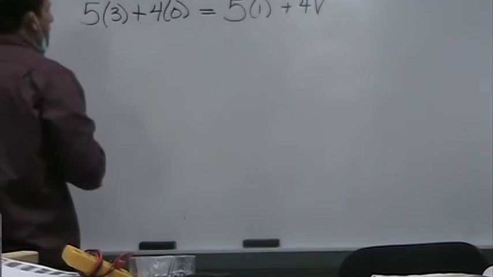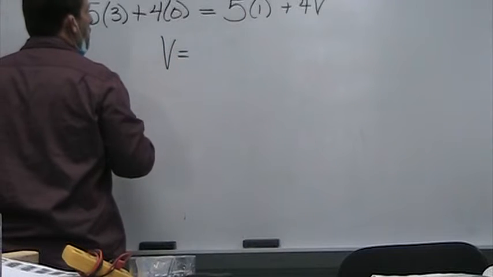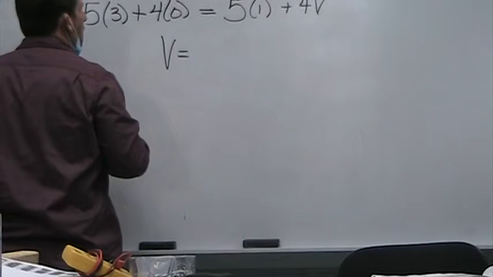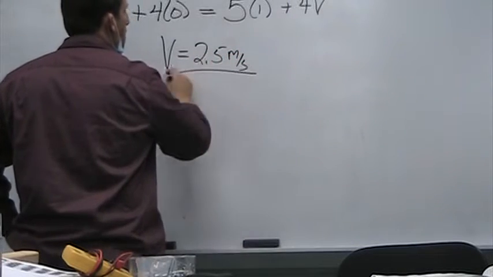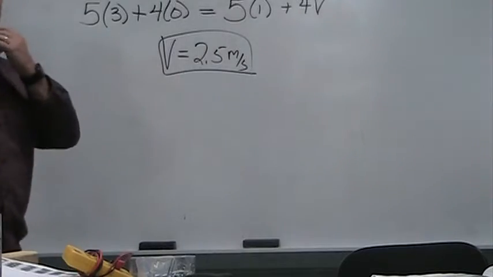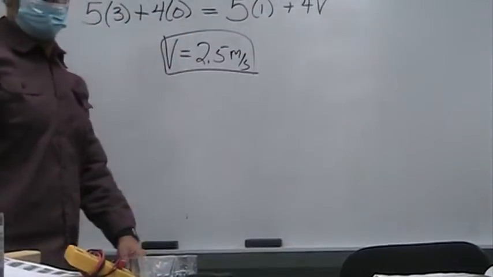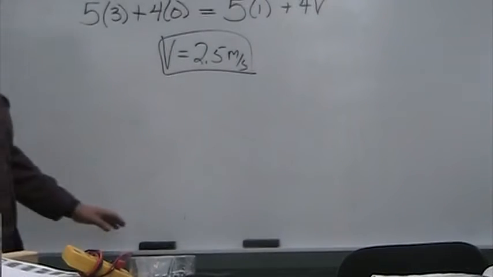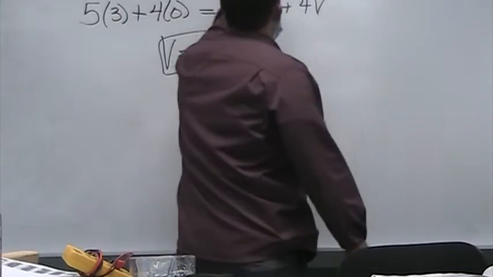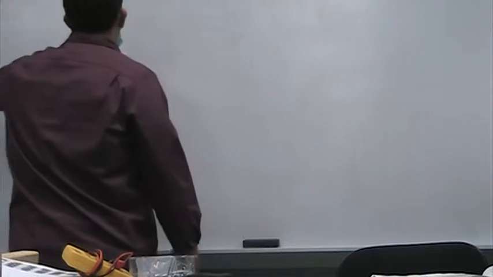What did you guys get for V? I got 2.5. V is equal to what? 2.5 meters per second. Anybody get 2.5? Yeah. 2.5 meters per second. Okay? Everybody catching the drift here? I'm not working any of the examples in the book at this time. Here's another one. I want you to work this, and then maybe we'll look at an example.